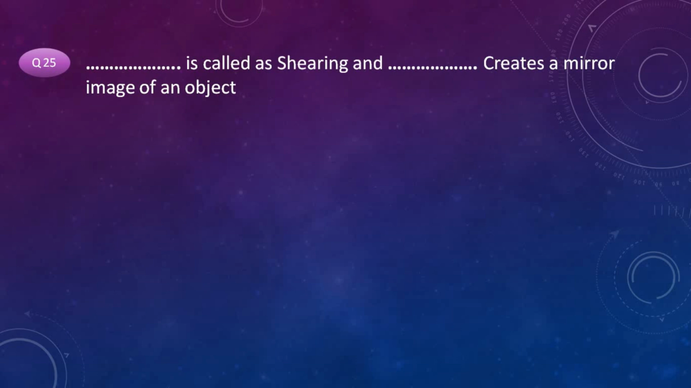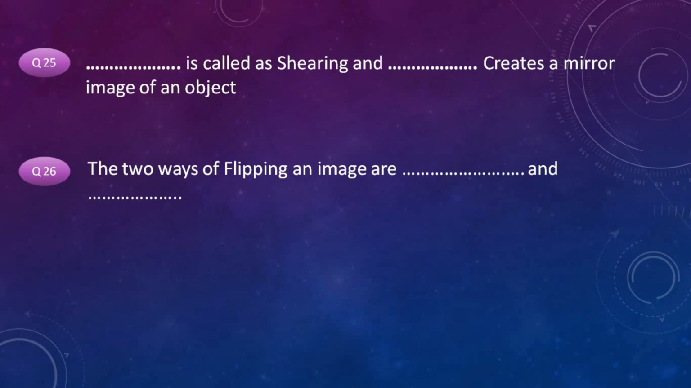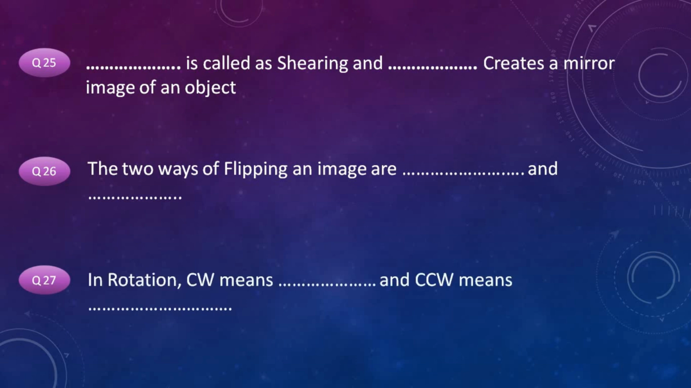Dash is also called shearing, and dash creates a mirror image of an object. The two ways of flipping an image are dash and dash. In rotation, CW means dash and CCW means dash. Let's see the answer for these questions.